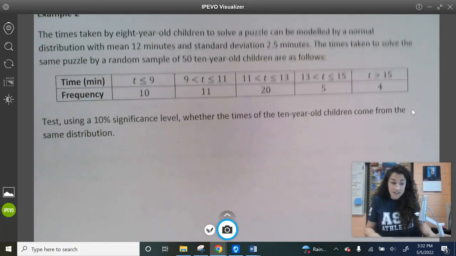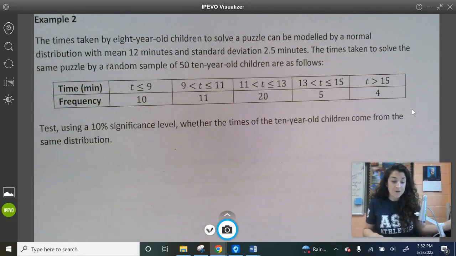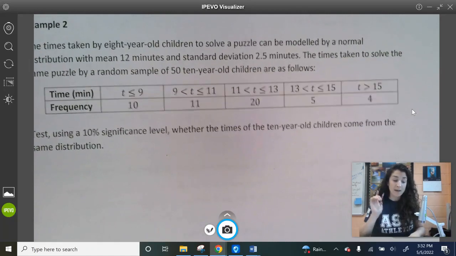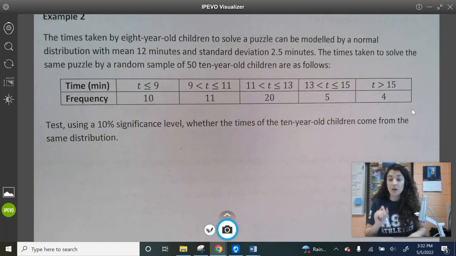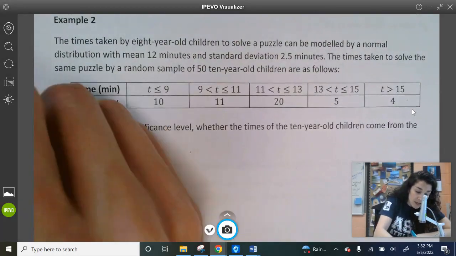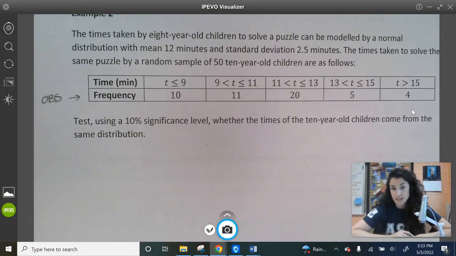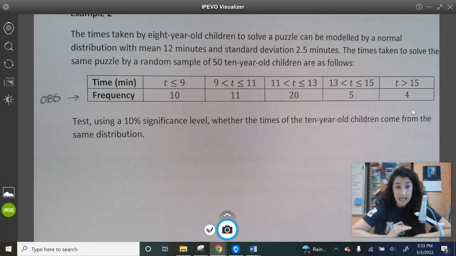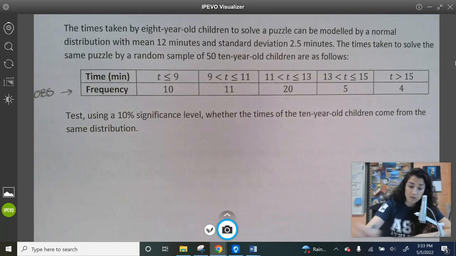Okay, so another goodness of fit test. How do I know that? Because this whole lesson is goodness of fit. And it says the time taken by an 8-year-old child to solve a puzzle can be modeled by a normal distribution with a mean of 12 and a standard deviation of 2.5. Times taken to solve the same puzzle by a random sample of 50 10-year-old children are as follows. So the numbers that are given to us are always going to be the observed frequency, right? So that's our observed frequency. It says test using a 10% significance level whether the times of the 10-year-old children come from the same distribution.